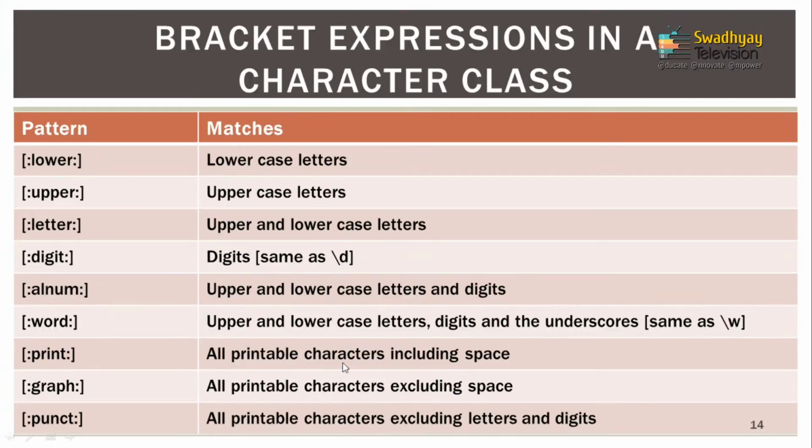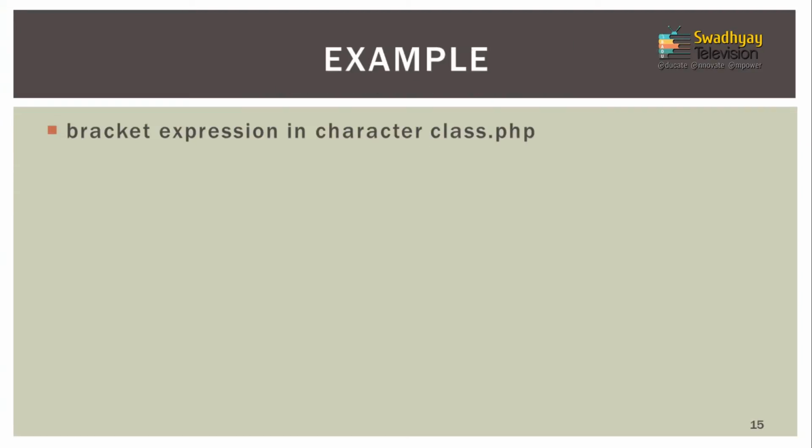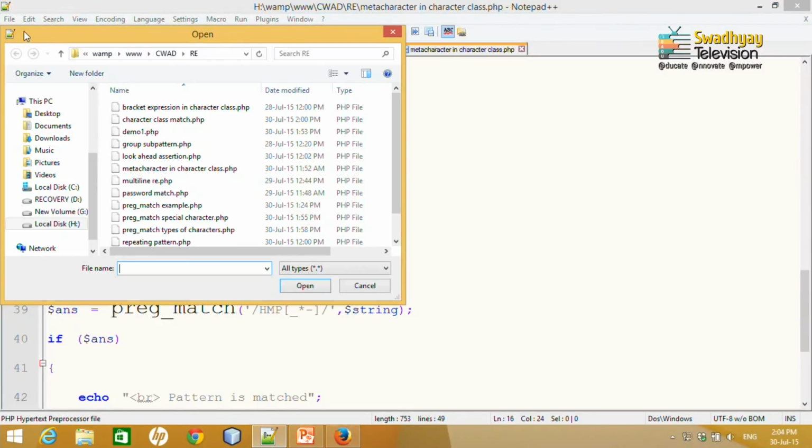Print class is for all printable characters including space. Graph is for all printable characters excluding space, and for punctuation marks you can use the PUNCT class, which is all printable characters excluding letters and digits. We can take an example of this one. So, let us say bracket expression in character class. Let me open this file.